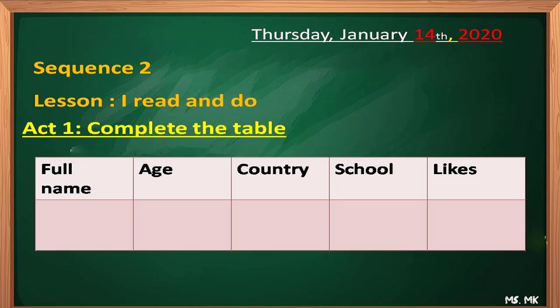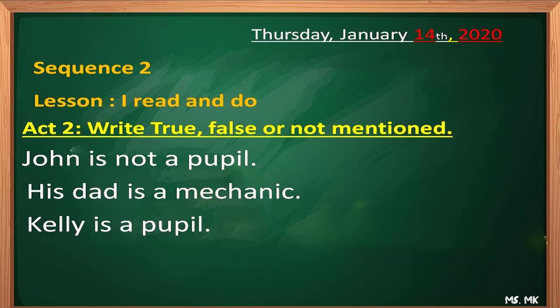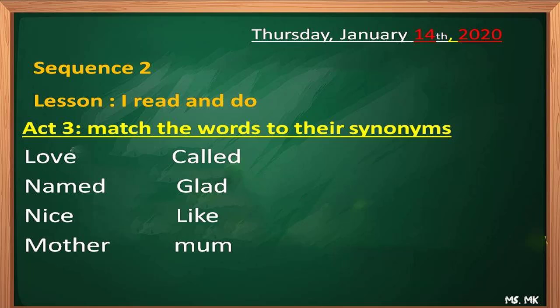And then I'm going to move to the second activity where I ask my pupils to write true, false, or not mentioned. And here it's a new notion, not mentioned. And I'm going to explain to my pupils what it means, not mentioned. Then I'm going to move to the third activity. The objective of this activity is to enrich their vocabulary. Here they're going to match the words to their synonyms.